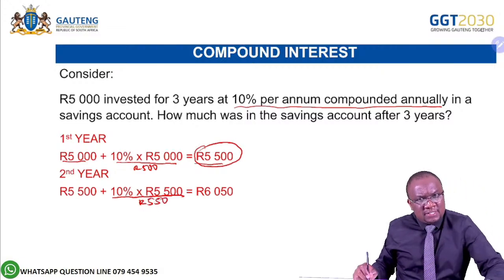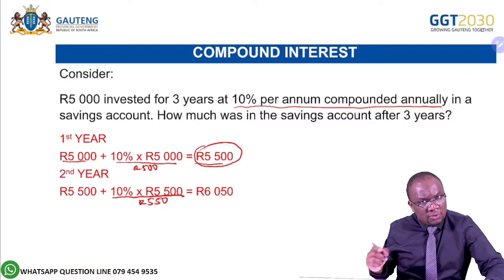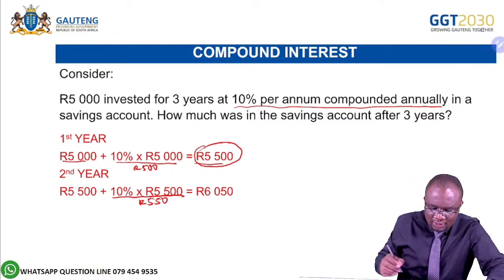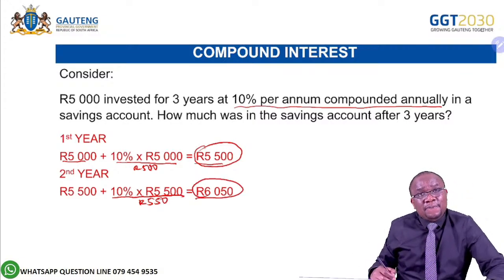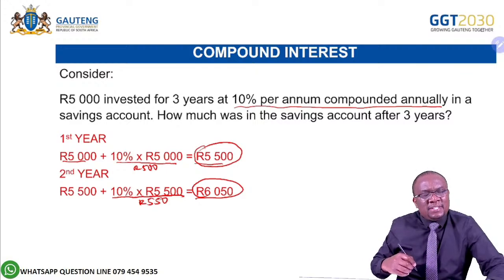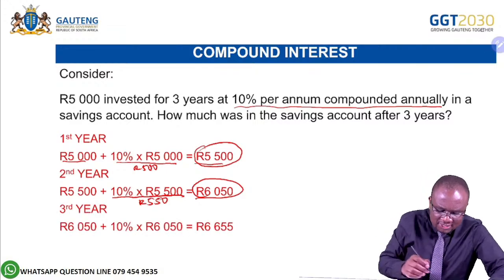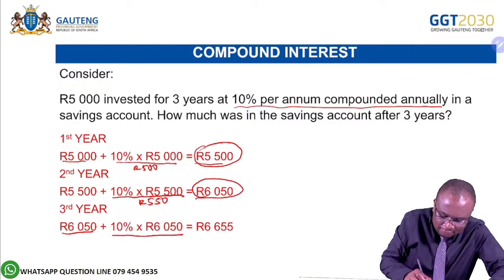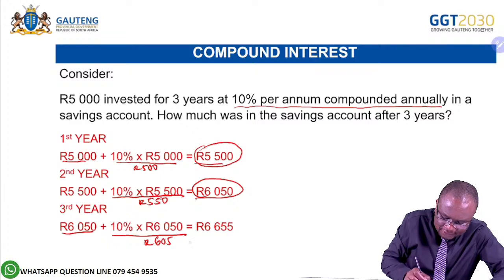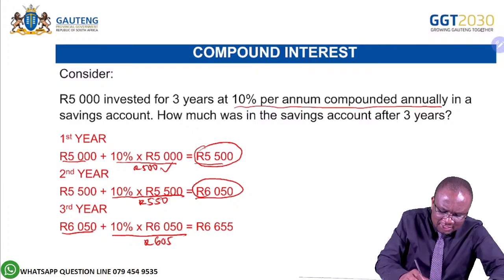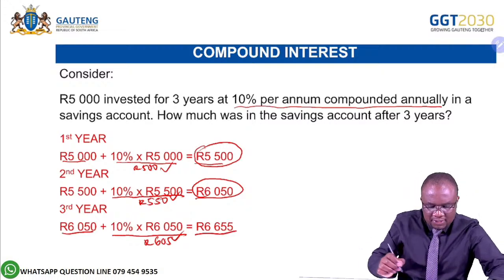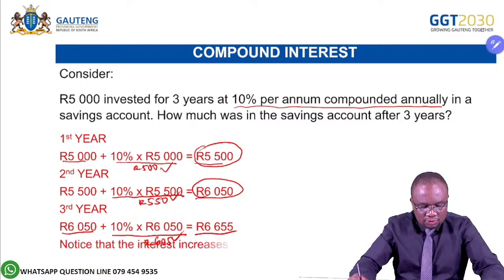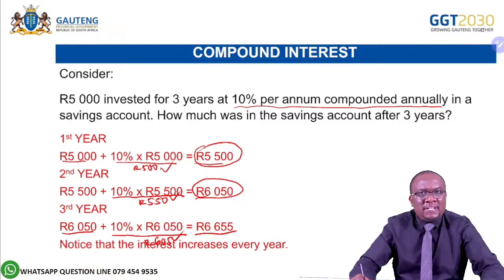What is happening to the interest? It is growing, it is going up. And then the new balance is 6,050. In the third year, the interest that has been gained here also must earn interest. So it's 6,050 plus 10% of 6,050. What is the interest here? It's 605 Rand. You see what is happening to interest? It is increasing. And the new balance here is 6,655. Notice that the interest increases every year.